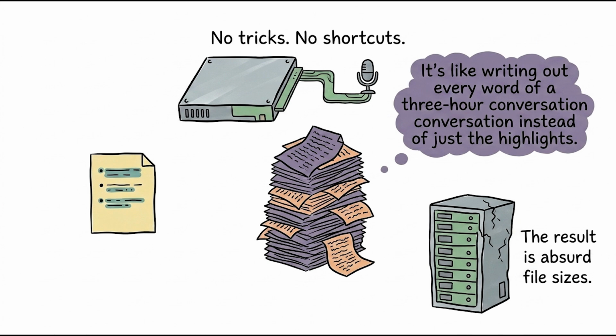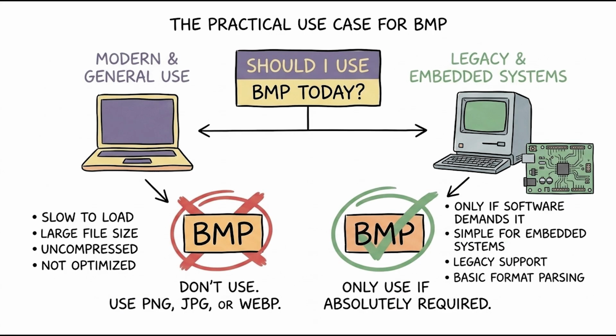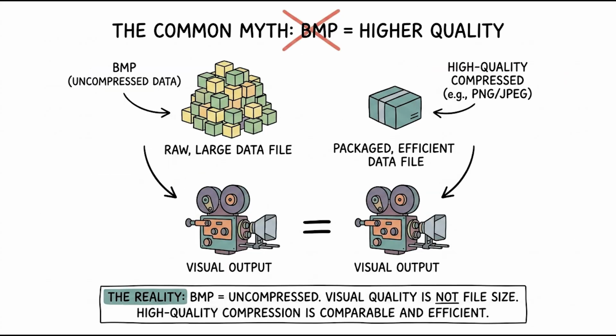The result is absurd file sizes. A simple 1920 by 1080 image in BMP can land around 6 megabytes. The same image as a JPEG would be maybe 200 kilobytes. There's really no practical reason to use BMP today unless very specific software demands it. Some legacy programs and embedded systems still expect the format.